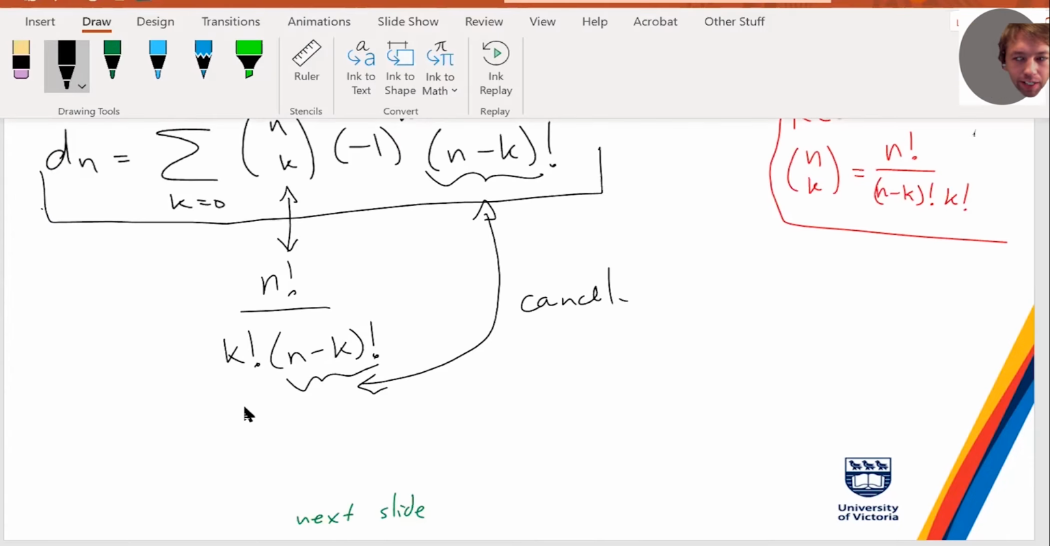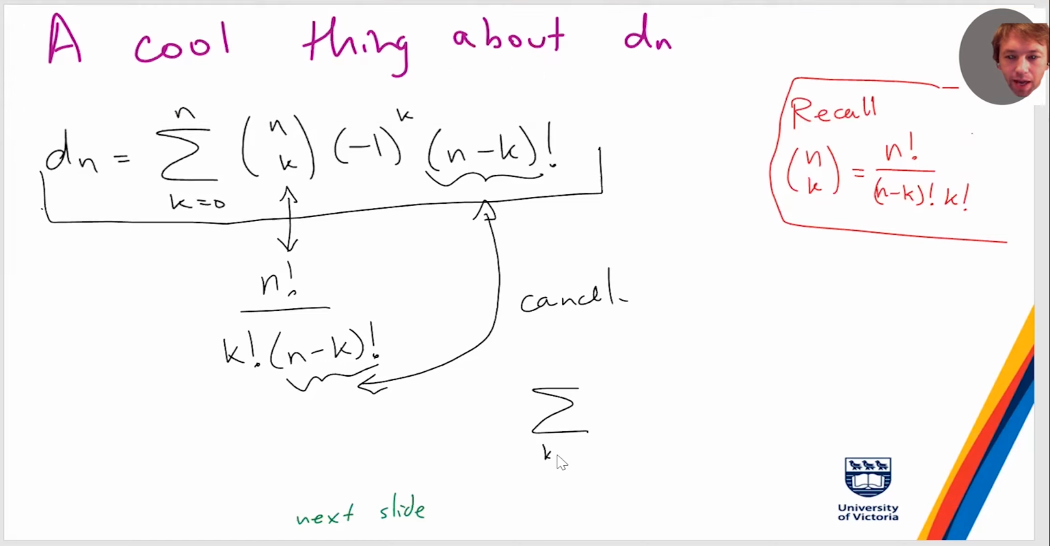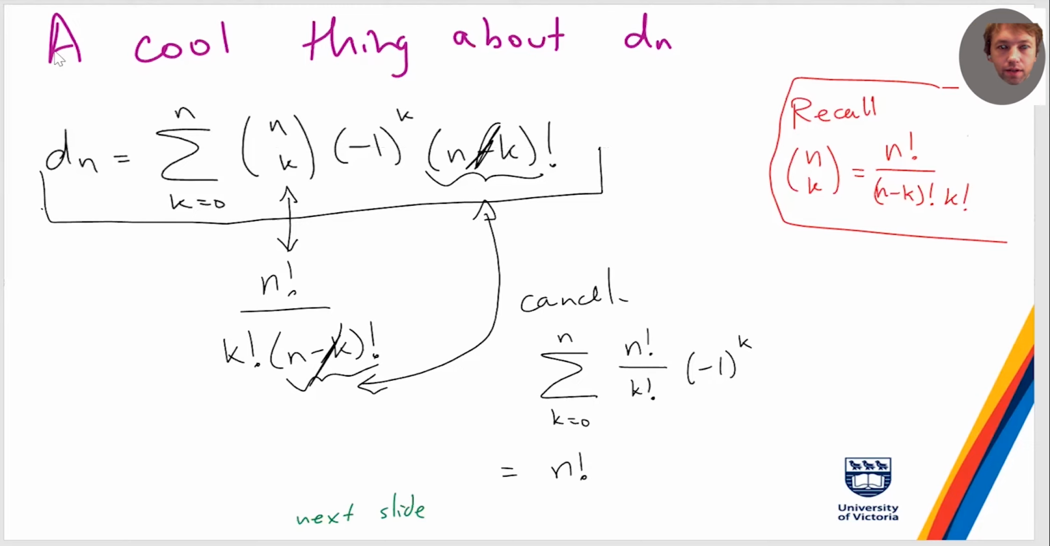Let me rewrite this. It's the sum from k equals 0 up to n of n factorial over k factorial times -1 to the k, just canceling these things. Something to notice is that the n factorial can be factored out. So this is the same as n factorial, all times the sum k equals 0 up to n of -1 to the k over k factorial. Does this kind of sum look familiar to anybody?